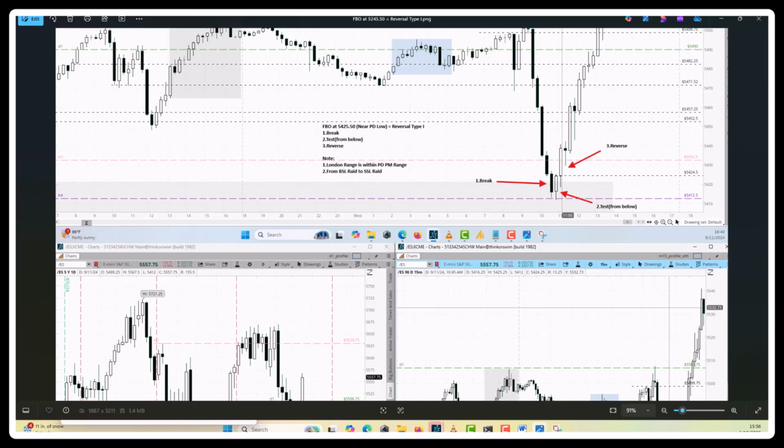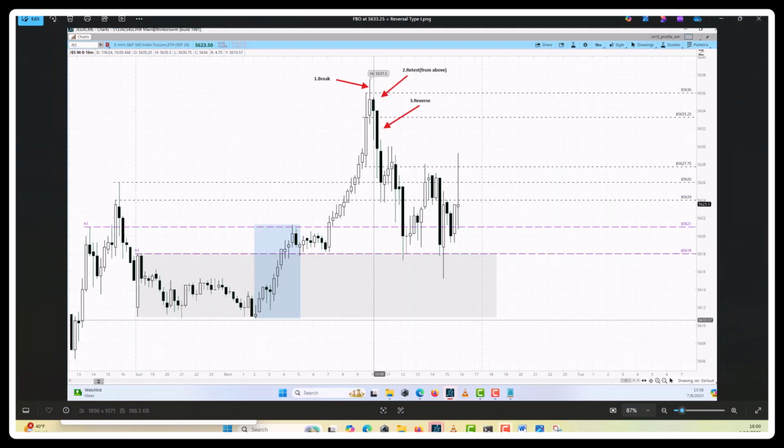So that's one example of type 1. Let's look at another type 1 reversal. In this case it is a short setup. Let's see if we can find a short setup. All right, here's a very typical, very good example of a 4 breakout type 1 reversal.